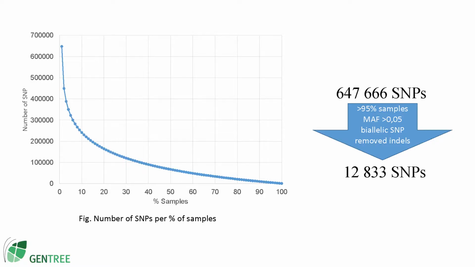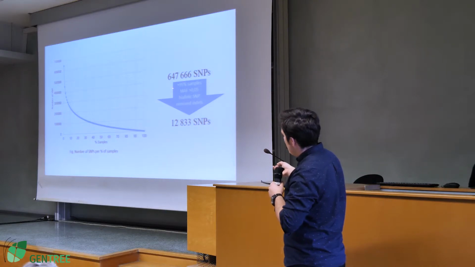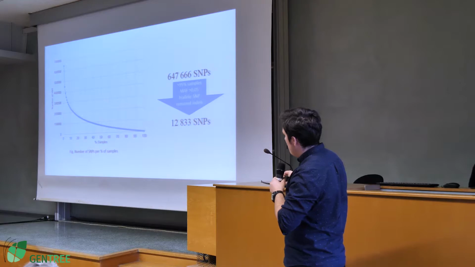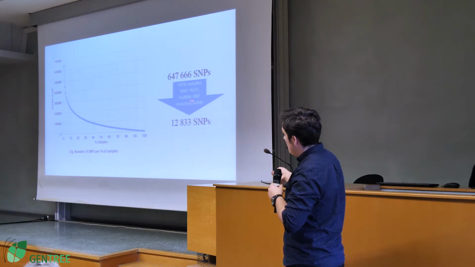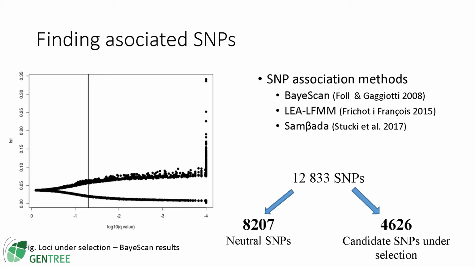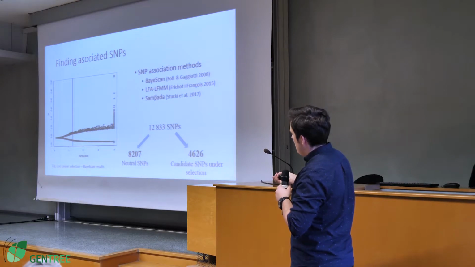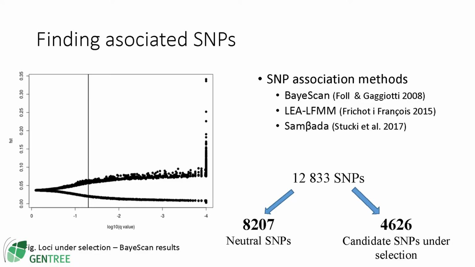From our quite big amount of SNPs, we filtered them down to almost 13,000 SNPs. We wanted SNPs represented in over 95% of samples, with minimal allele frequency over 5%. We wanted to assess biallelic SNPs, and we removed the indels. To do the assessment, we divided the SNPs into neutral markers and candidate SNPs under selection with BayeScan, LFMM, and Sambada. I will talk about this a little bit later.